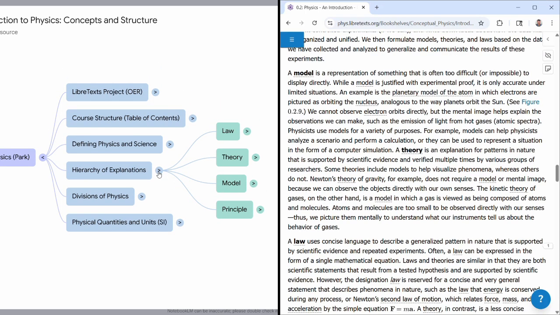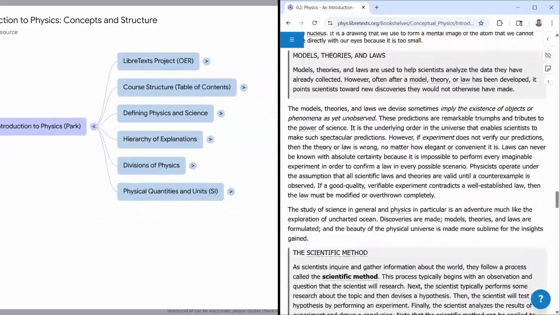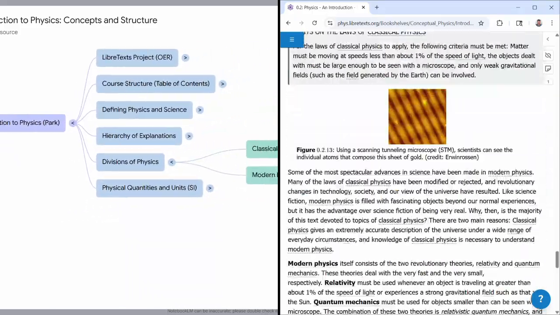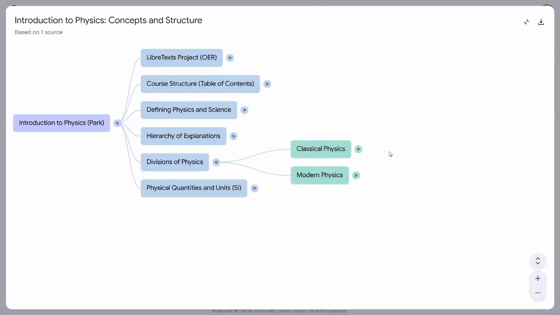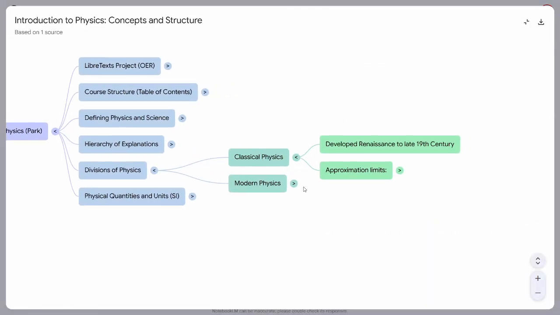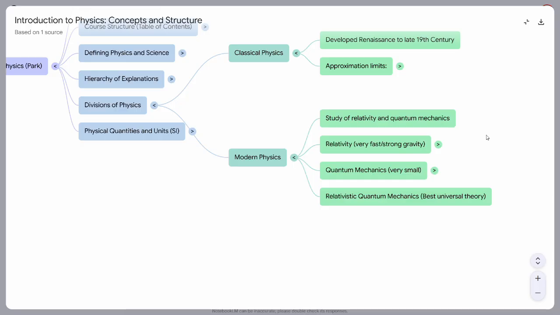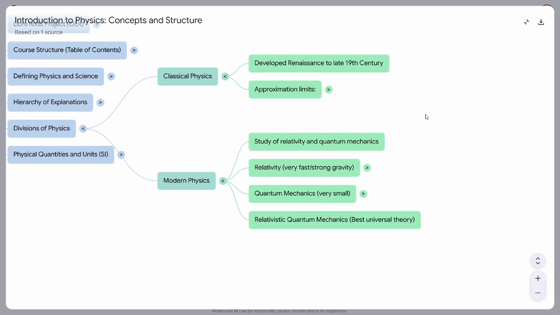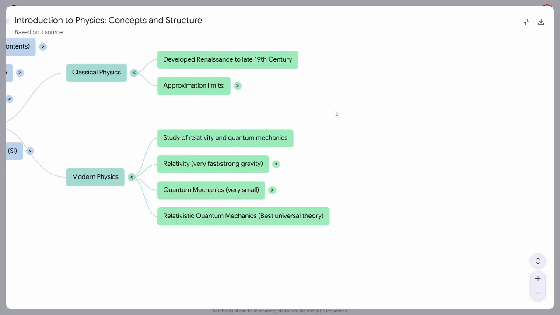And in this chapter 0, we also talk about some of the things that will be coming up, division of physics. The physics is divided into, I guess, classical and modern physics. After we cover mechanics in units 1 and 2, you will see us cover laws of classical physics.